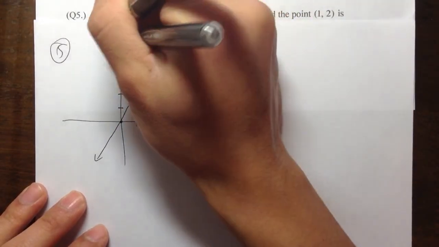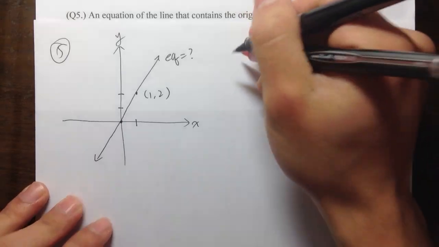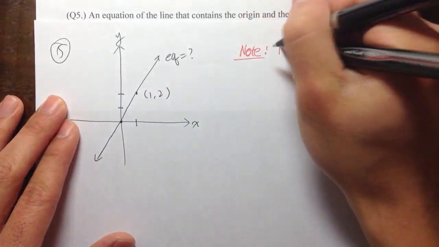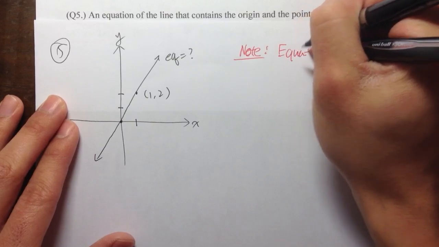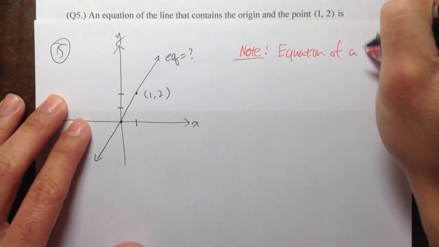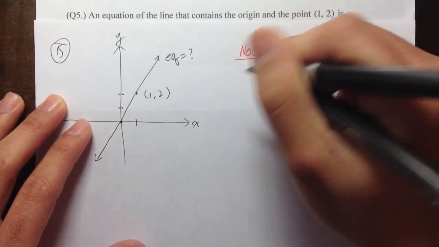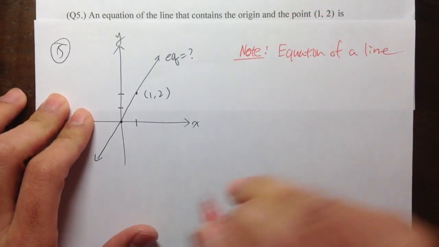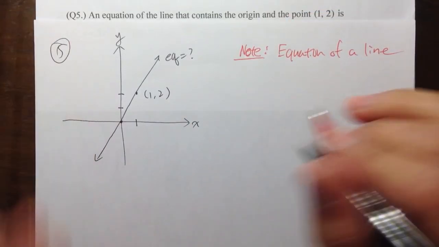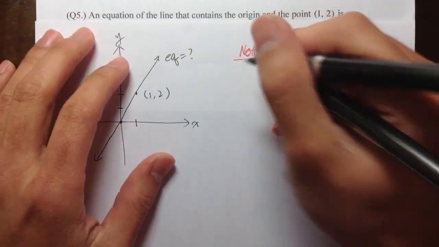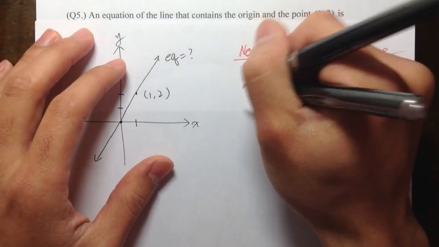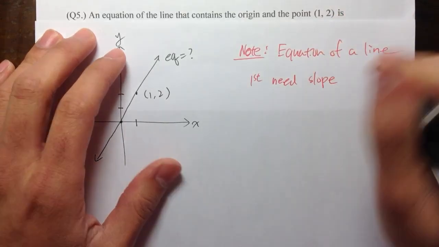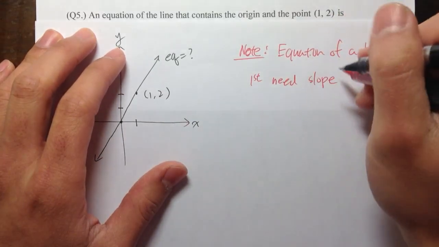This is my x, my y. So I can make some notes. For equation of a line, earlier we did the y is equal to mx plus b form, right? And I'm going to show you guys another way to do it. First, we need the slope. We always need a slope first.